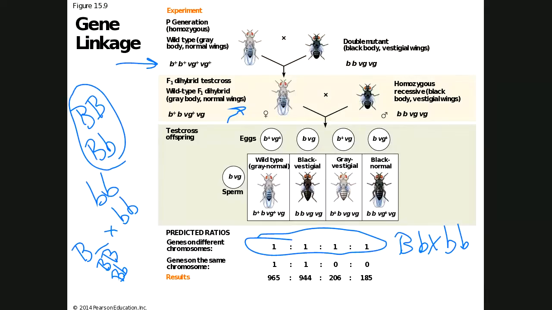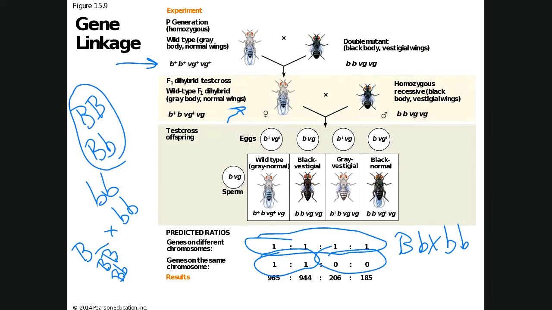Now, it didn't happen that way. You see down below, we got to look at the results. Don't look at the middle part yet. Look at the results. The results are overwhelmingly, we get gray normal-bodied fruit flies, and overwhelmingly, we get black vestigial-bodied fruit flies. We get some of the other types, but we definitely don't get a 1-to-1. We don't get equal ratio at all, do we? We actually get a ratio that's more like everybody is bunched up here, and very few rarities are down there.